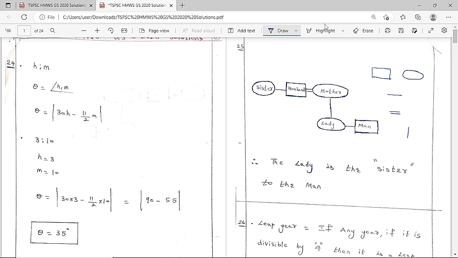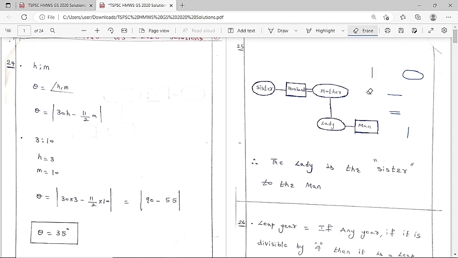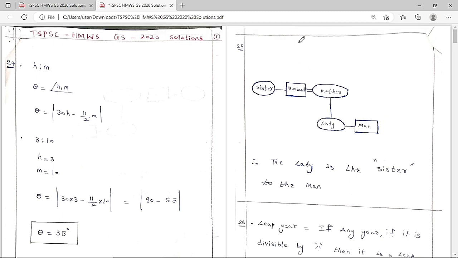So rectangle means it's a boy, circle means it is a girl, and this single dash means it is a brother-sister relation. And this double line indicates that they are husband and wife. If they are the same generation, always represent in horizontal. But if there is one generation gap, use the vertical. You always have to keep these things in your mind. If you remember these things, then doing this question is very simple and easier. So now you can see clearly from this picture.